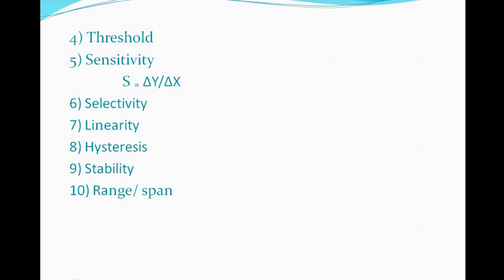Stability is the ability of an instrument to retain its performance throughout its specified lifetime. Range is the minimum and maximum value for which an instrument is designed to measure. That is all about the static characteristics.